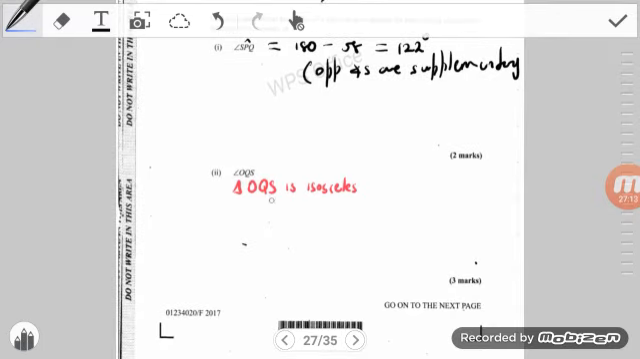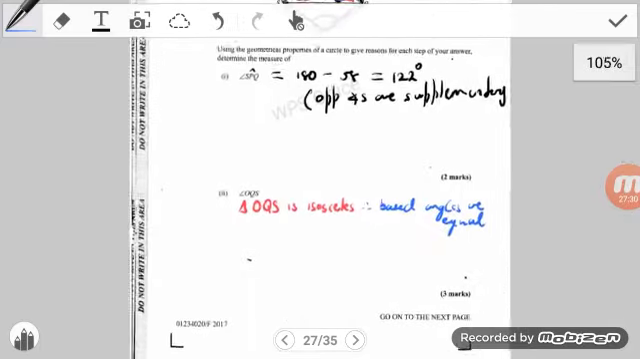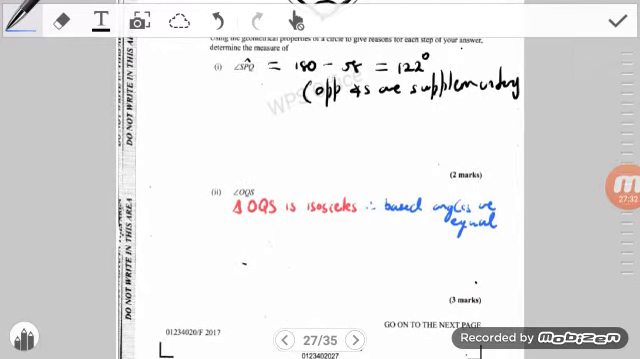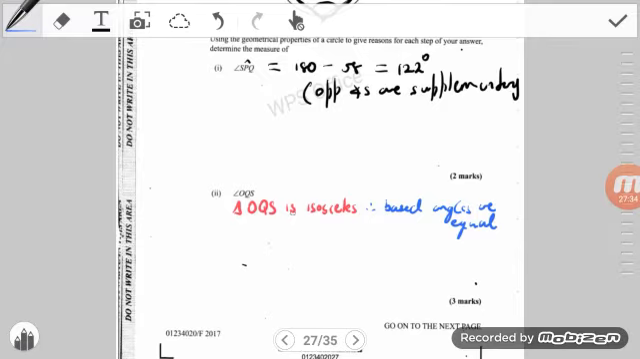So I'm going to finish this statement here. Triangle OQS is isosceles. Therefore, base angles are equal. They had said to us in the instruction that we are to give geometrical reasons for each step of our answer. So this is the first statement that's going to bring me to my answer.